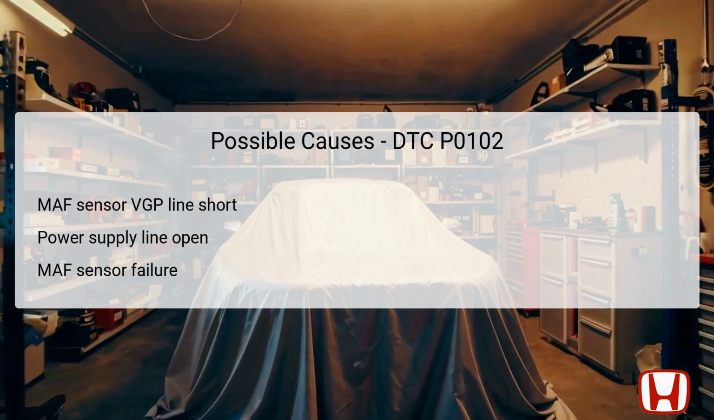combustion chamber. Several issues can lead to the P0102 DTC being triggered. First, a short circuit in the MAF sensor VGP line to ground can disrupt the sensor's function, causing inaccurate airflow readings. Alternatively, if the VGP line is open, the current path necessary for the sensor to communicate with the PCM could be interrupted, preventing the MAF sensor from functioning correctly.